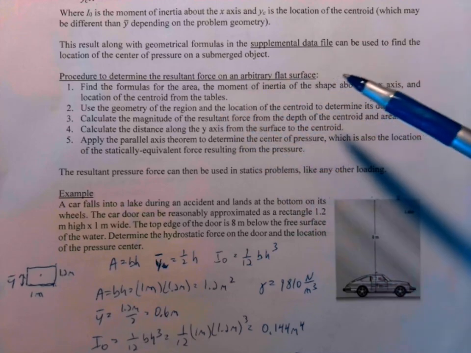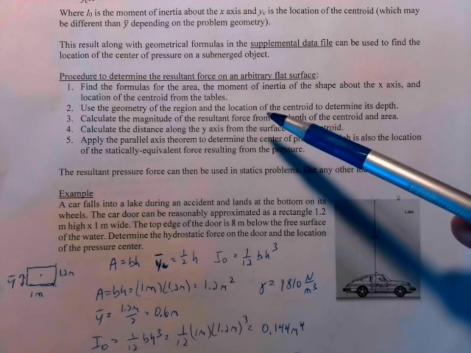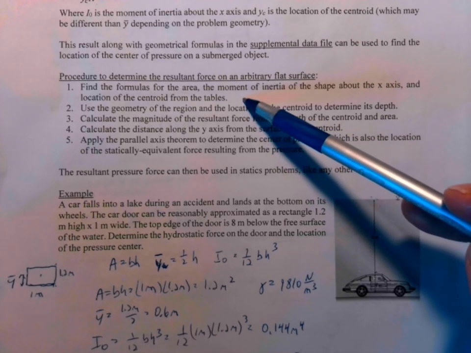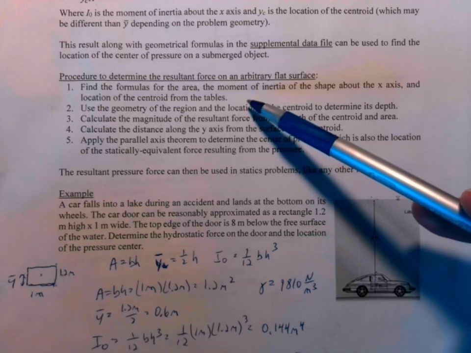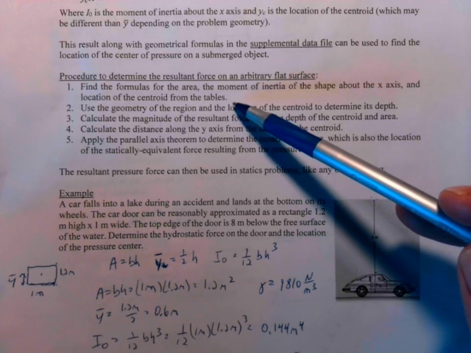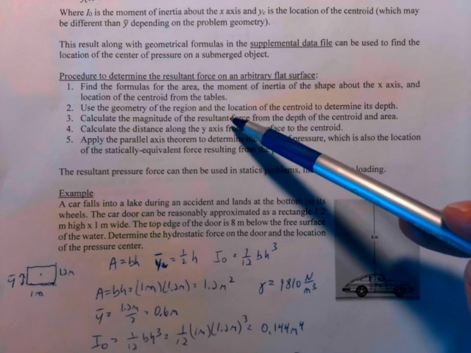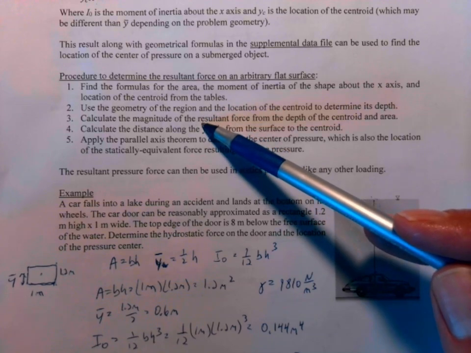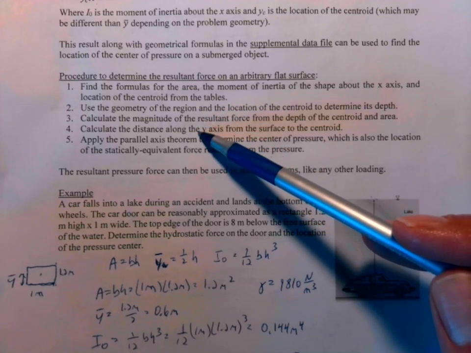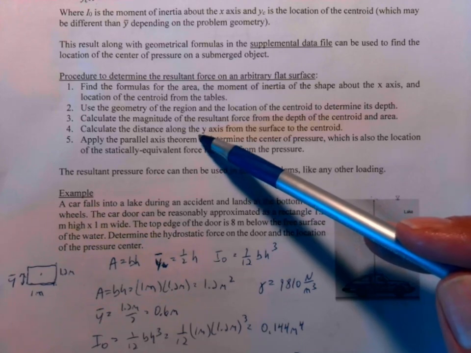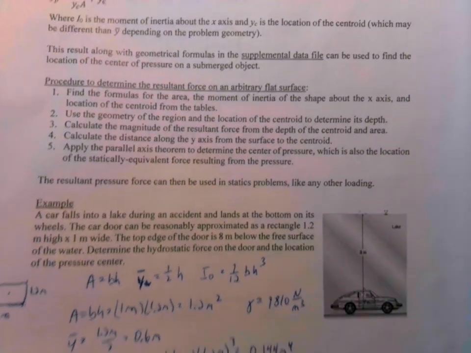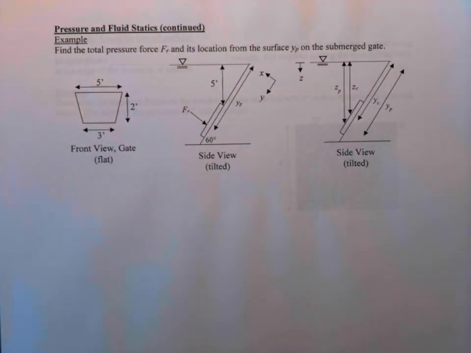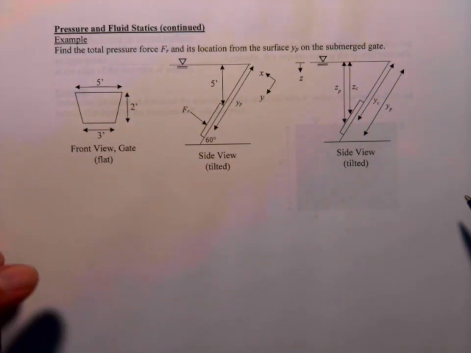Then you have to look at the geometry of the region and figure out where the centroid is relative to the water surface. Okay, so part one doesn't tell you anything about where this shape is located below the water. It just tells you something about the geometry of that shape. And then once we've figured out where that depth is, we can get the magnitude of the force and figure out the location of the center of pressure using the parallel axis theorem. So we'll be going through this example for this trapezoid shape here.